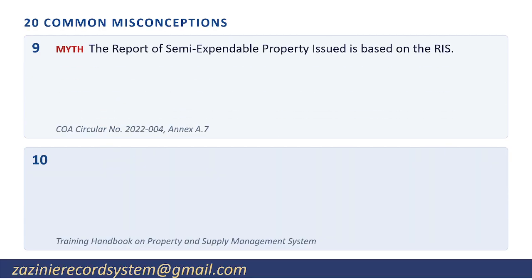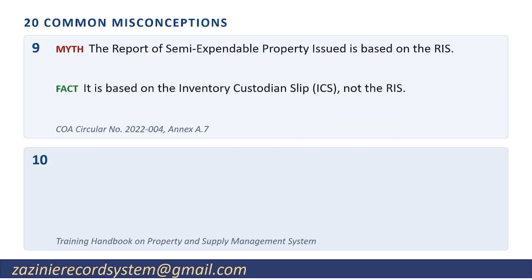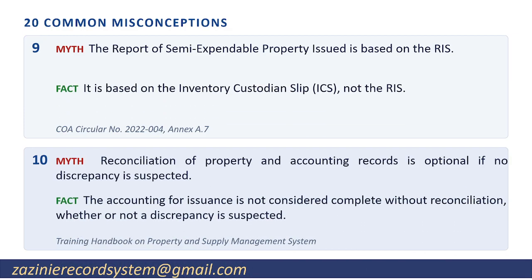20 Common Misconceptions. Number 9. Myth. The report of semi-expendable property issued is based on the RIS. Fact. It is based on the inventory custodian slip, ICS, not the RIS. Number 10. Myth. Reconciliation of property and accounting records is optional if no discrepancy is suspected. Fact. The accounting for issuance is not considered complete without reconciliation, whether or not a discrepancy is suspected. Next slide.